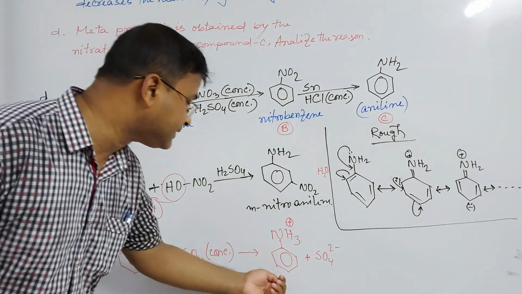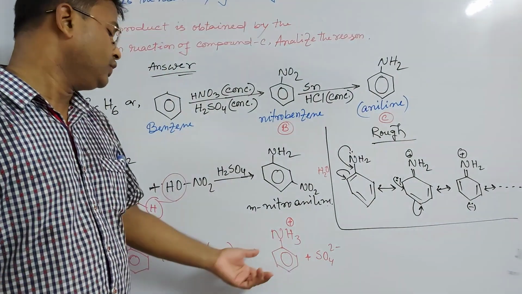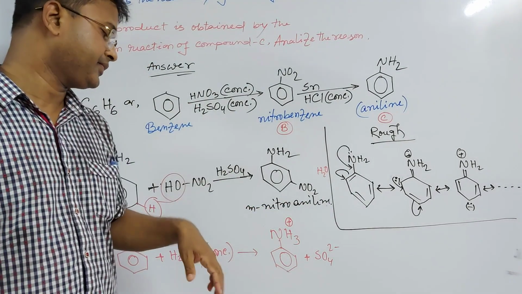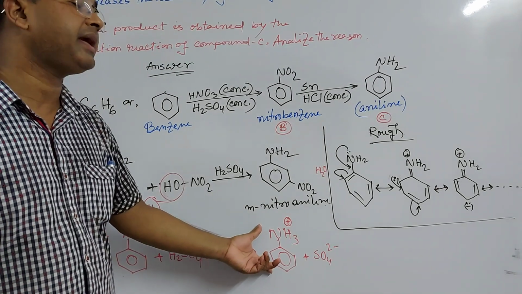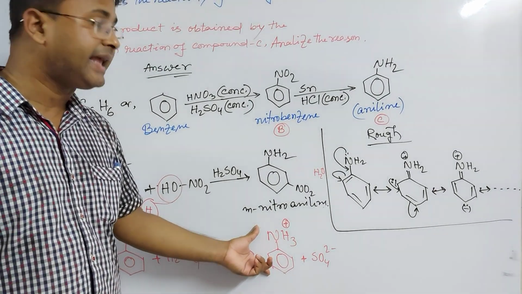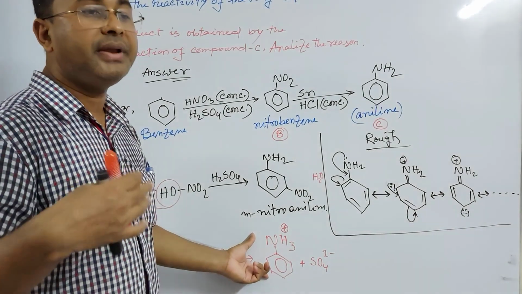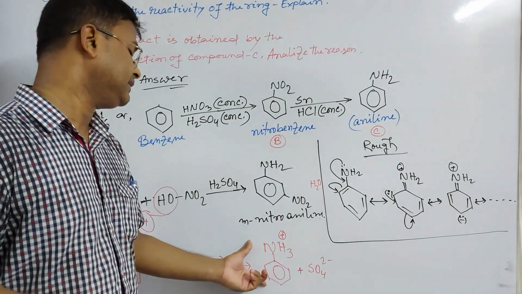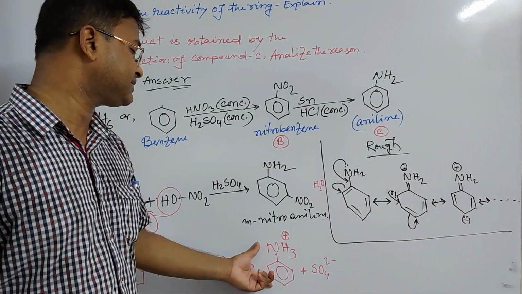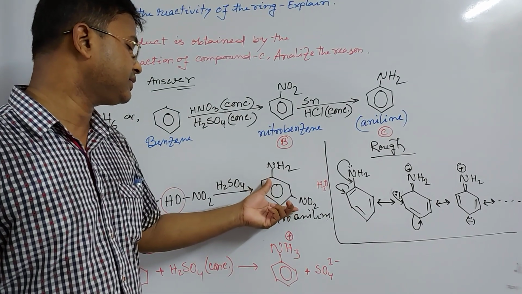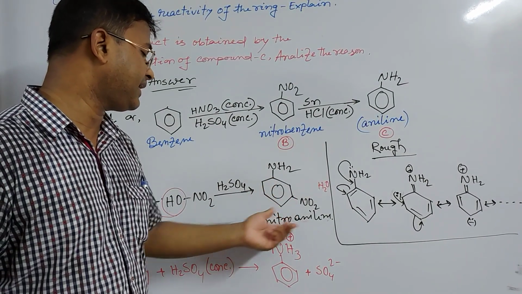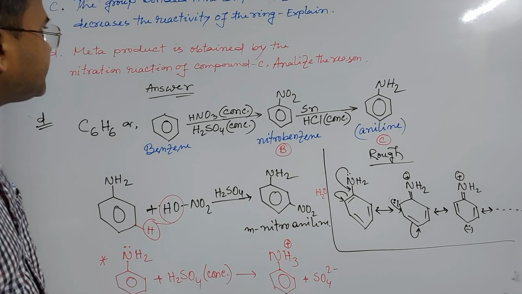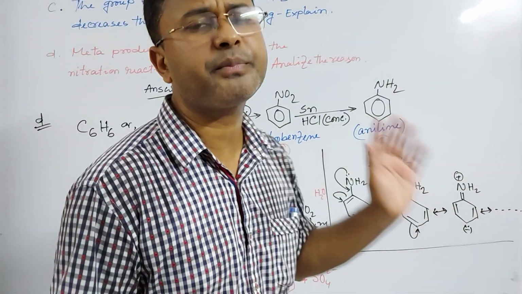This anilinium ion is actually a meta-directing group. So the nitro group attacks the meta position to produce meta-nitroaniline. This is actually the main fact: the production of the anilinium ion at the middle step of the reaction. Then it converts into aniline again to produce the meta-nitroaniline. My dear students, that's all about the answer of question number D, and this is a very important question for your upcoming exam.